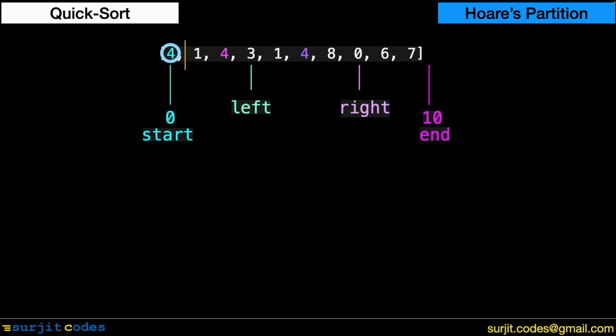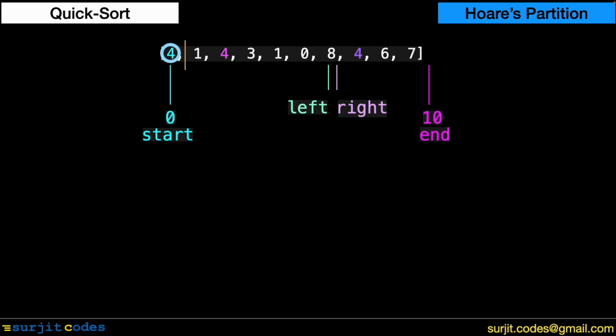Item at left is now 3, which is less than pivot. It is on the correct side, so we increase the left pointer to item 1 and then to item 4. We consider item equal to pivot as wrong on both partitions. Item at right pointer is 0. This is also on the wrong side of the partition. So we swap 4 with 0 and then move both the pointers.